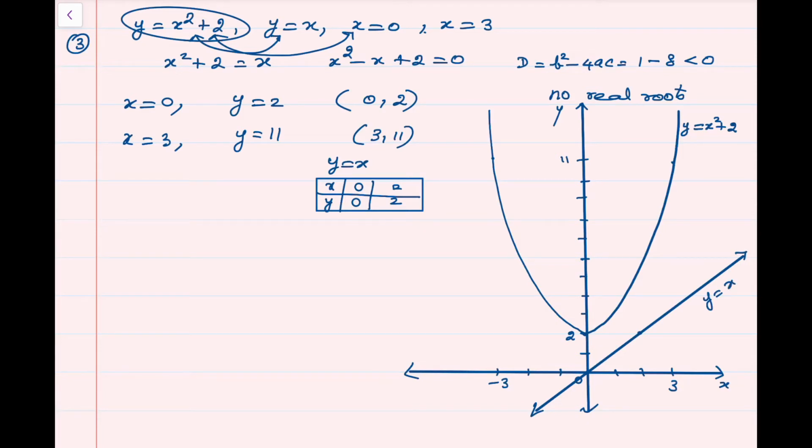x is equal to 0 is the equation of y axis and x is equal to 3 is a line parallel to y axis. This is x is equal to 3 line. Let us shade the region, area of the region bounded by these 4 curves. So, this is the area.